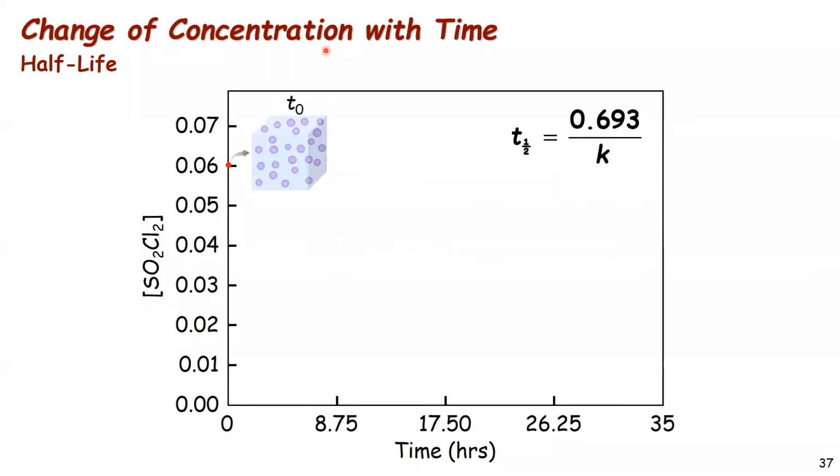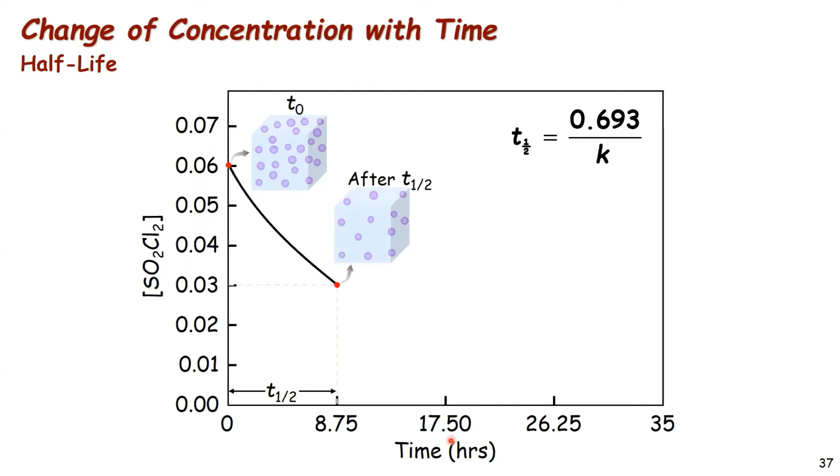So here was my sulfuryl chloride. I had, like, 2, 4, 6, 8, 10, 12, 14, 16, 18. I had 24 sulfuryl chloride molecules or moles, right? So 24. Then 8.75 hours later, I had half of that. I had 12. Now for a first order equation, that just keeps going that way.